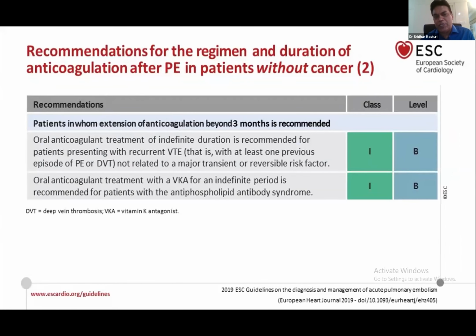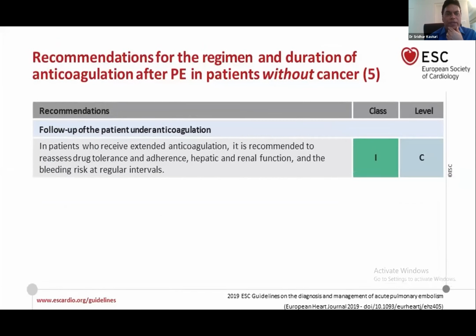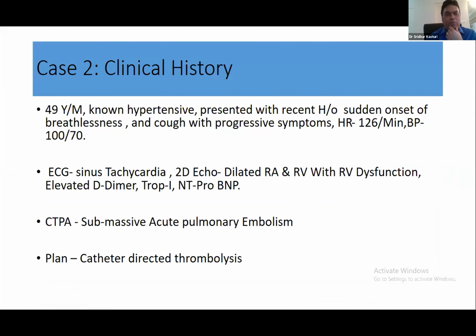Suppose there is a precipitating cause, a reason for the immobilization, or recent surgery. In such cases, you can stop. If it is unprovoked or there is recurrent thromboembolism, then you continue for an indefinite period. That is very, very important.